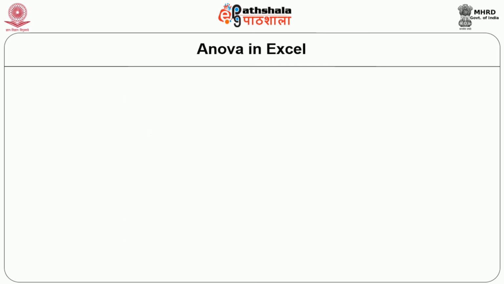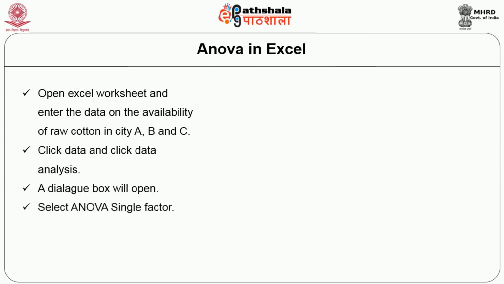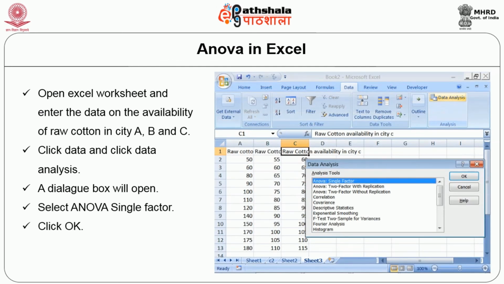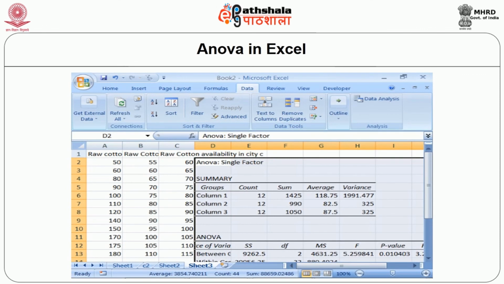ANOVA in Excel. Open the Excel worksheet and enter the data on the availability of raw cotton in cities A, B and C. Click data and click data analysis. A dialog box will open. Select ANOVA single factor. Click OK. A dialog box will open. In the dialog box, select input range as A2:C13 and output range as D2. Select grouped by column and click OK. The output will be displayed in the output file.